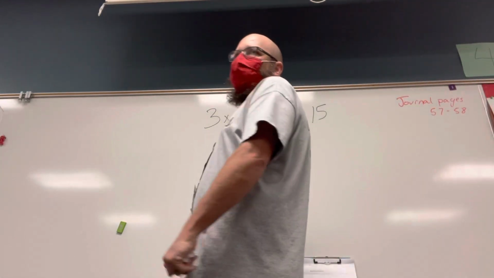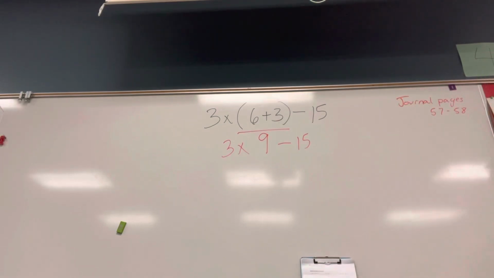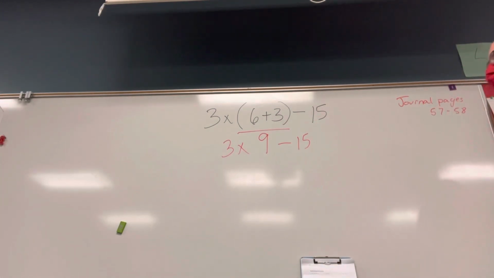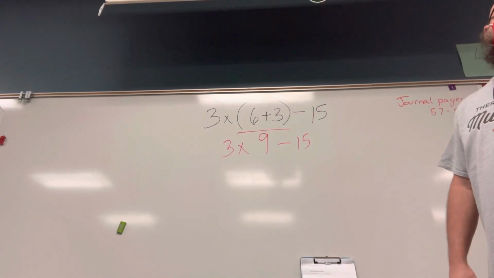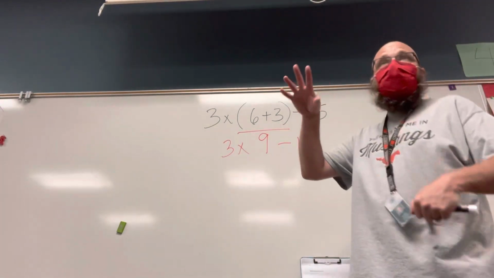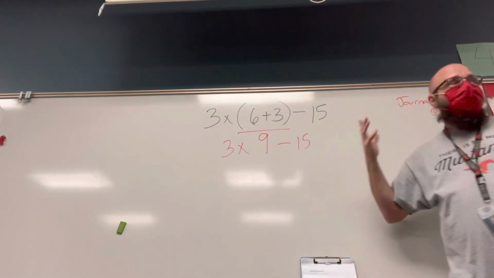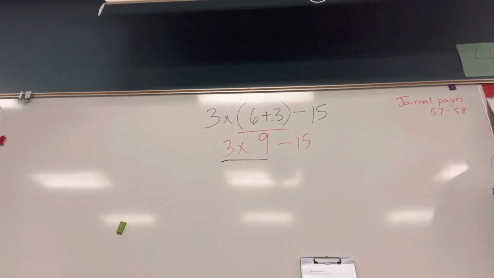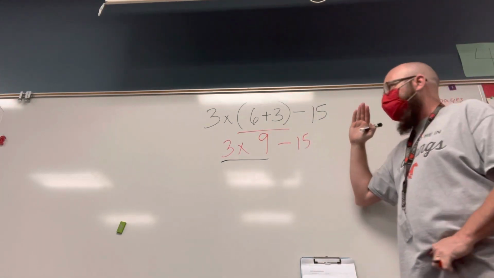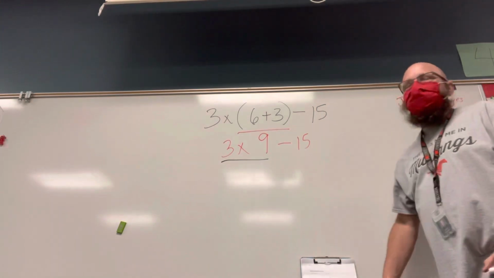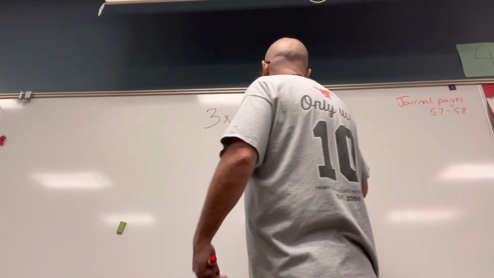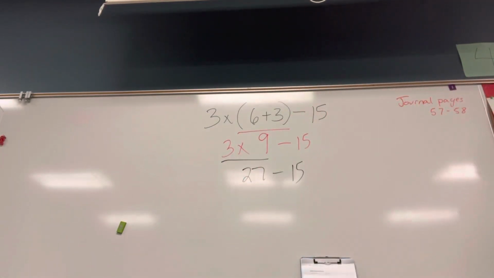Kason, are there any grouping symbols? No. Exponents? We don't do those in 5th grade. Multiplication or division? Yes. How many multiplication and divisions are there? There's one. So we only have to do the 1. If there were more than 1, we'd work those from left to right. So Kason, 3 times 9 is? 27. Now we are all the way down, so we have 1 operation left.